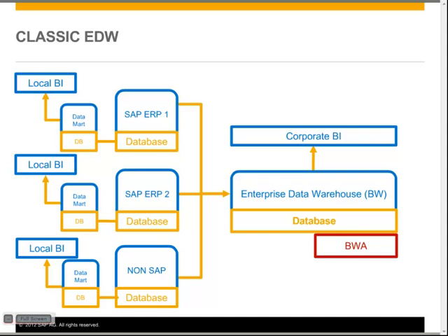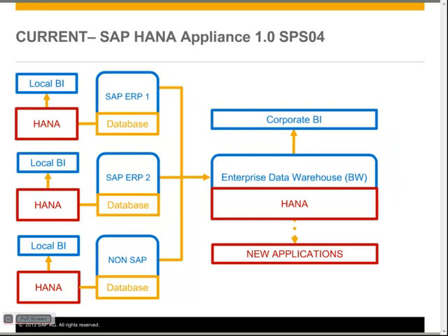Now let's look at what HANA can bring currently in SP04. We could basically have the BW replaced by HANA, or we could have BW running on top of HANA. We could have new applications that make use of HANA. We could also replace the local BI with HANA. This would speed up a lot of reporting greatly. But this is only the beginning.